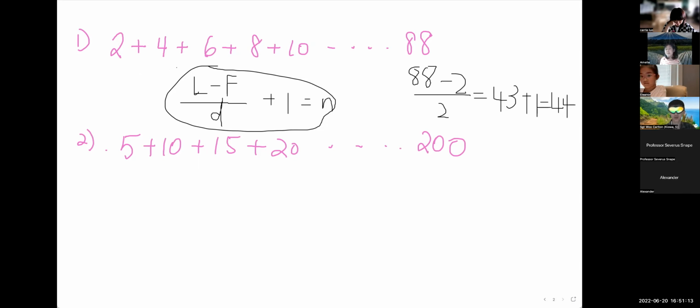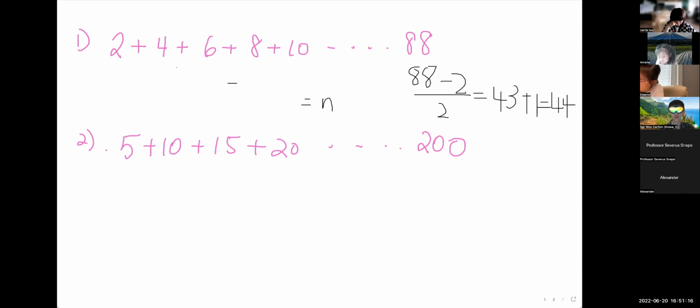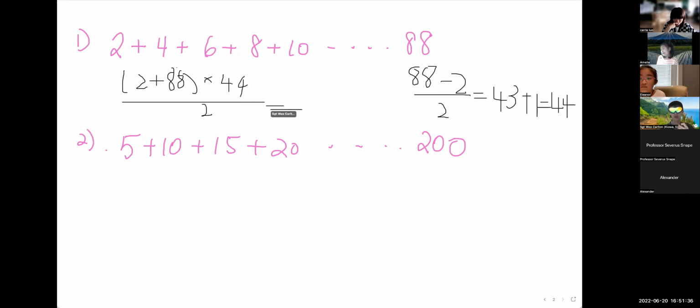Anyways, so over here, we already figured out we have 44 numbers in this one, right? And then we just do the usual old thing that we always do with these. First number plus last number times how many numbers there are, and then divided by 2. And in this case, your answer should be 1,980. Okay? I did that also.